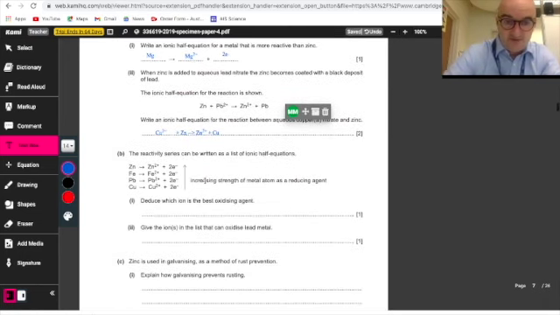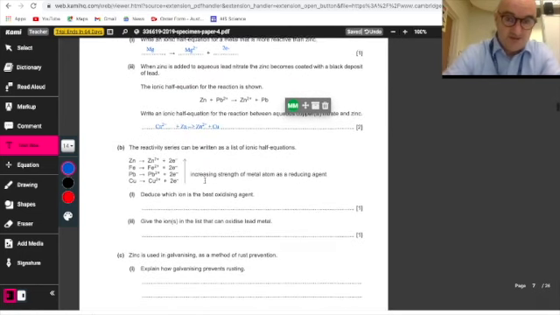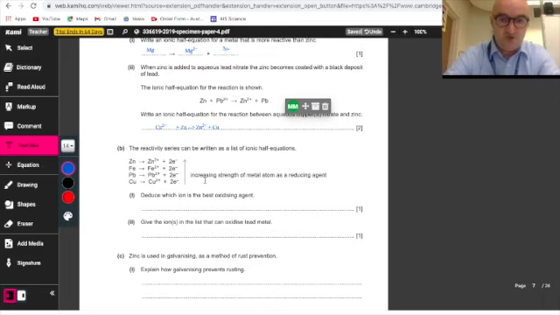The reactivity series can be written as a list of half ionic equations. These are all oxidations. Increasing strength of metal as a reducing agent. So something that more easily oxidizes is a better reducing agent. So the more reactive it is, the better reducing agent it is, because the more easily it oxidizes. So you're spinning a couple of plates in your brain on this one.